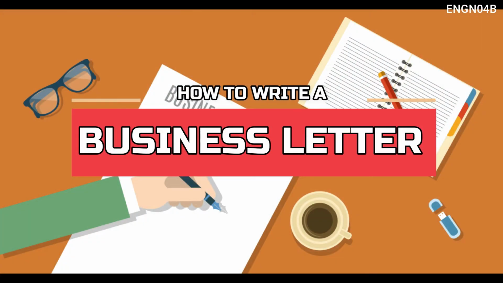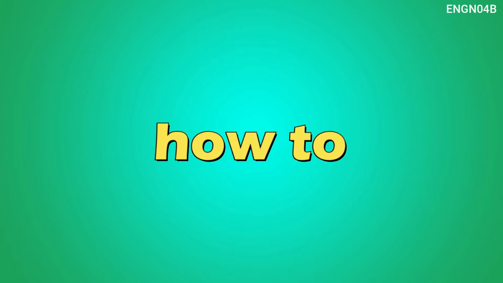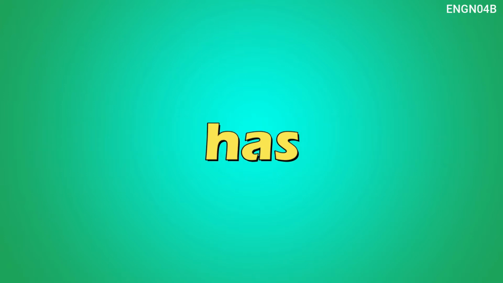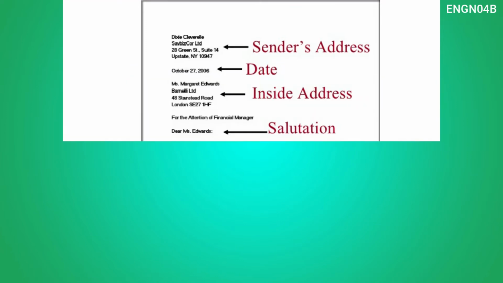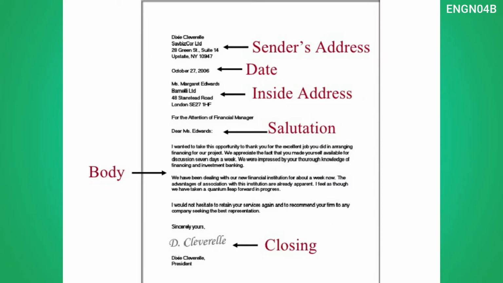How to write a business letter. Today, we are going to learn how to write a business letter. A business letter has 6 main parts: the sender's address, the date, the inside address, the salutation, the body, and the closing remarks.